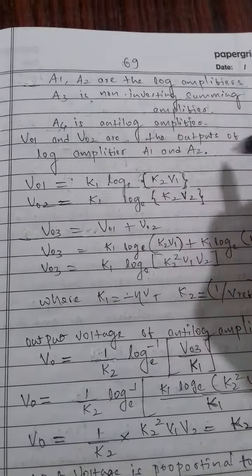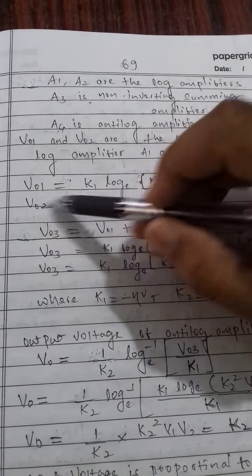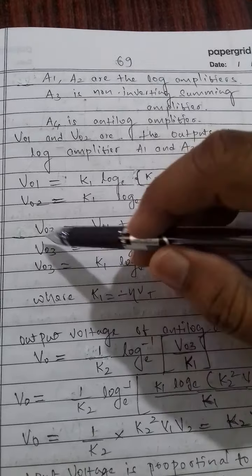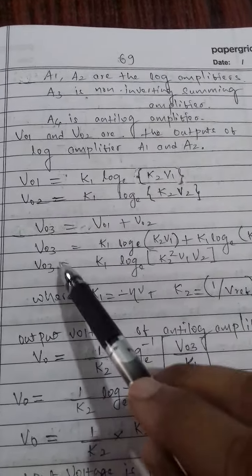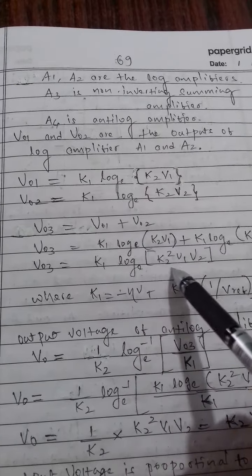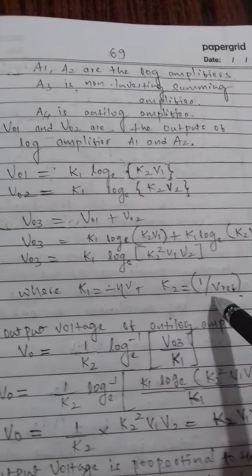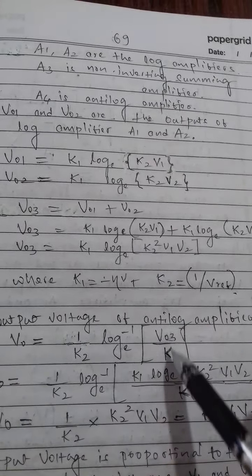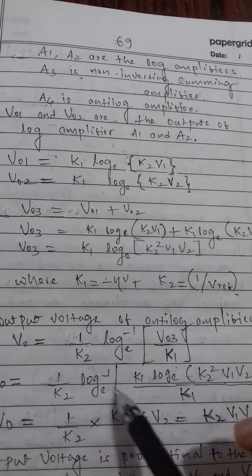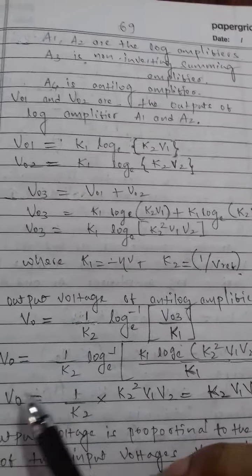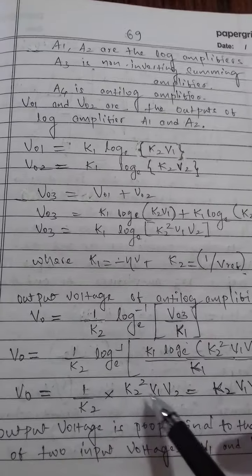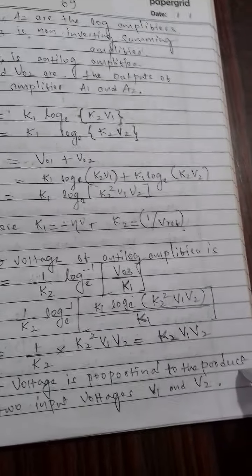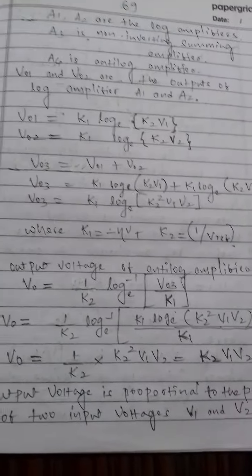V1 and V2 are the outputs of the log amplifiers A1 and A2, equal to K1 log of K2 V1 and K1 log of K2 V2, so V3 is equal to V1 plus V2, which is K1 log of K2 squared V1 V2. Here K1 is equal to minus 1 upon Vreference. The output voltage of the anti-log amplifier is the anti-log of VO3 upon K1, so the output voltage is equal to 1 upon K2 into K2 squared V1 V2, that is K2 V1 V2. So the output voltage is proportional to the product of the two input voltages V1 and V2.